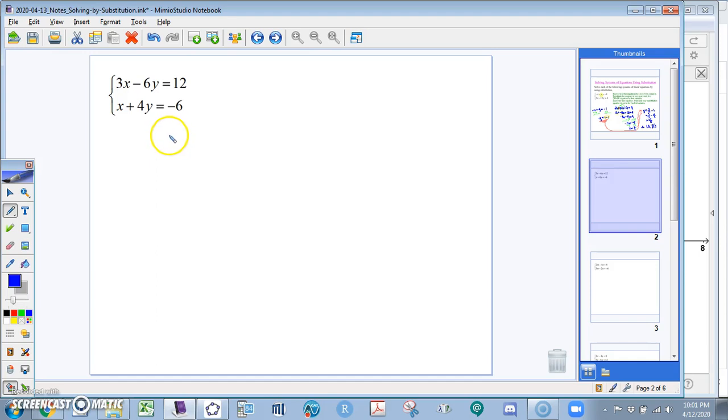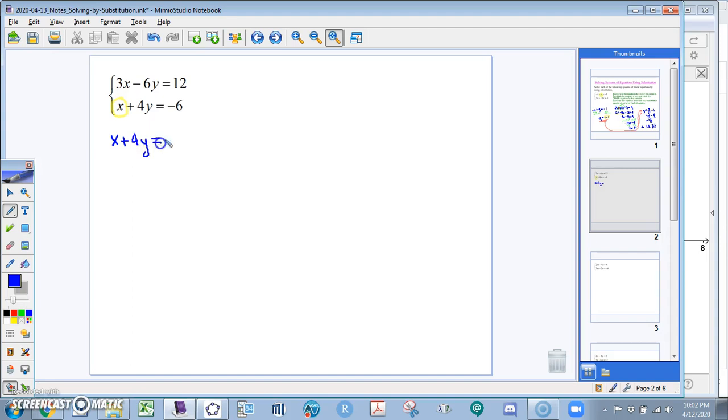So let's look at another example. I have 3x minus 6y is equal to 12, and a second equation of x plus 4y equals negative 6. I want to choose one of these equations and solve it for one variable. Generally speaking, if you have a variable whose coefficient is 1, remember that we can always think of this as 1 times x. That's what I mean by a coefficient of 1, a variable just by itself. If you have that in one of your equations, that is definitely going to be your easiest equation and your easiest variable to solve for.